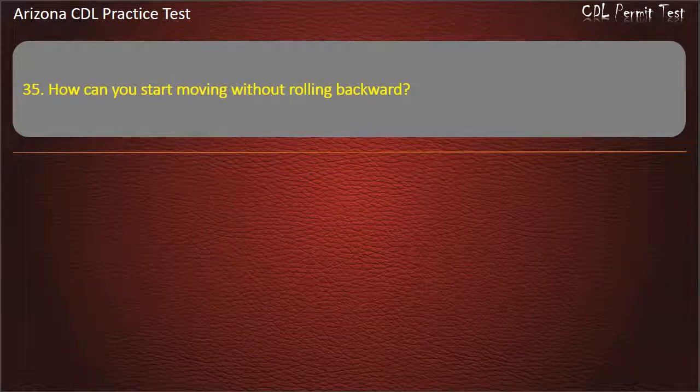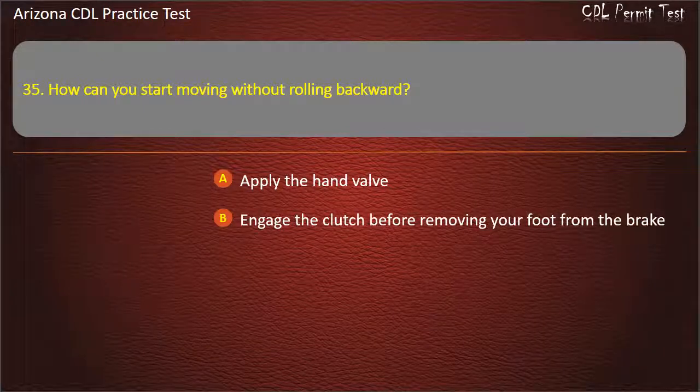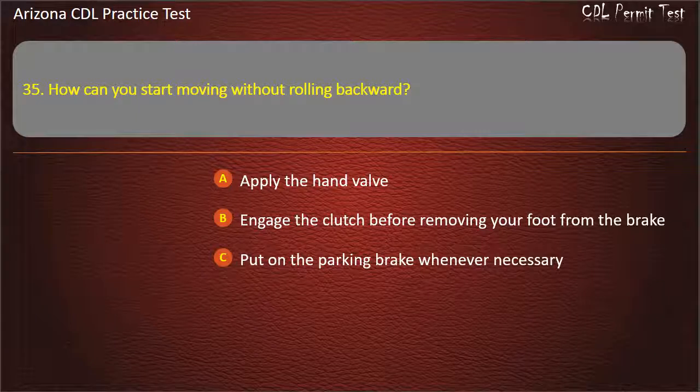Question 35. How can you start moving without rolling backward? Apply the hand valve. Engage the clutch before removing your foot from the brake. Put on the parking brake whenever necessary. All of the above. Answer. All of the above.